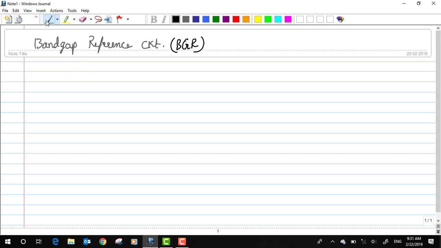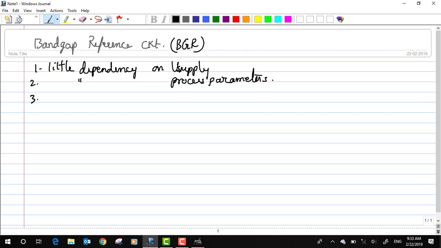Now what we are supposed to do with this bandgap reference is build a kind of circuit which is ideal in nature. In order to do that, I need certain properties to be satisfied. The very first property is little dependency on my V supply, and also little dependency on the process parameters. And the third important property that is required is something well-defined. So these are the three major important properties that we have to satisfy in order to build this BGR.